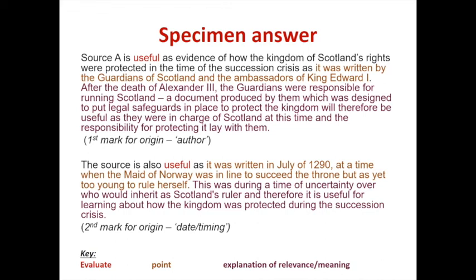So this is during a time of uncertainty over who would inherit as Scotland's ruler, and therefore is useful for learning about how the kingdom was protected during the succession crisis. Alright, it's not quite as in-depth as that first paragraph, but nevertheless it makes the evaluation, it gives a relevant point to the question, and then there's an effort made to explain the relevance of the date in this case and to tie it back into the question. Once again, you see how the colour coding works, hopefully you've got a chance to print this off and colour code it yourself. So we're now on 2 marks out of 8.